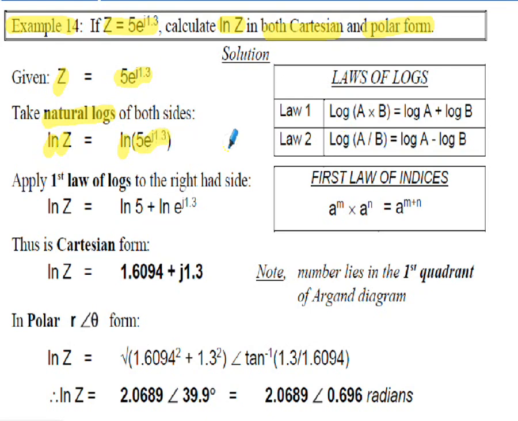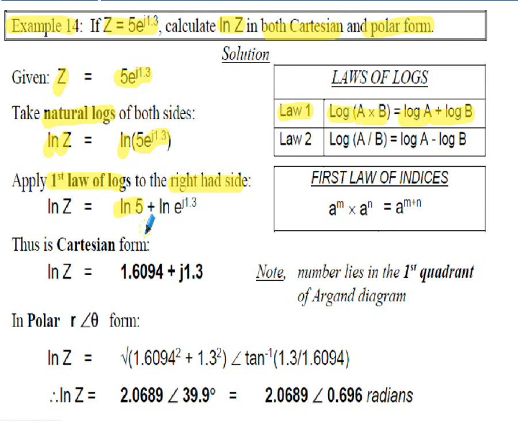So using logs to help us solve this problem, we're going to apply the first law of logarithms to the right hand side of the equation. Now the first law of logarithms says that when you've got log of, in brackets, a multiplied by b, that's the same as log of a added to the log of b. Now on the right hand side of our equation we have ln of 5e to the j 1.3. Now it's an ln function, but don't forget the laws of logs apply to any base. We've got the base of e here. And inside the bracket the 5 is effectively the a term and the e to the j 1.3 is the b term.